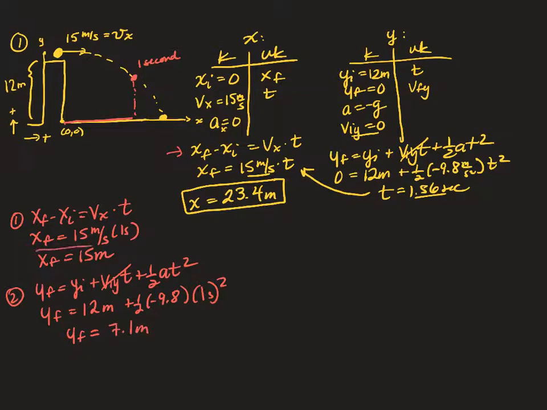So what that tells us is that our little guy is 15 meters over and 7.1 meters up after 1 second. Now, the last part of this problem asks you to do something different still, and that is to figure out not where it is at 1 second, but how fast and in what direction it's moving.